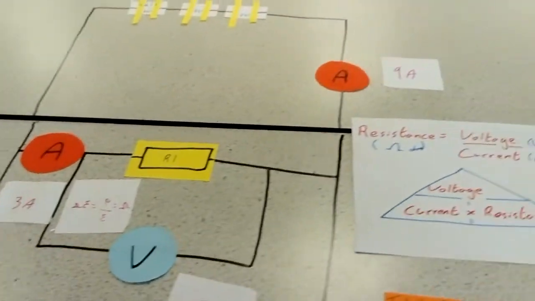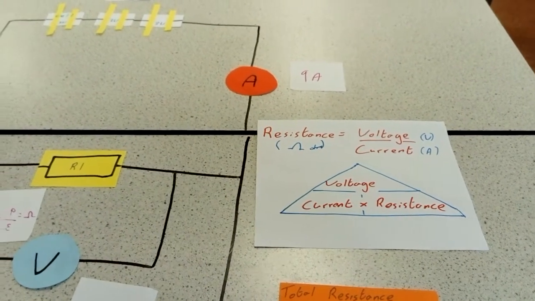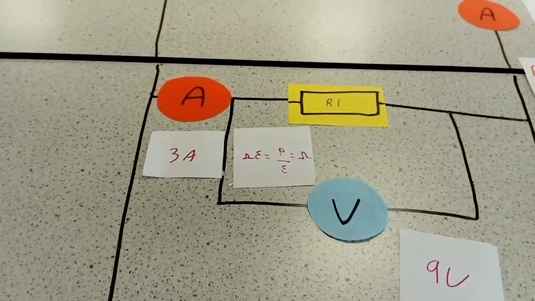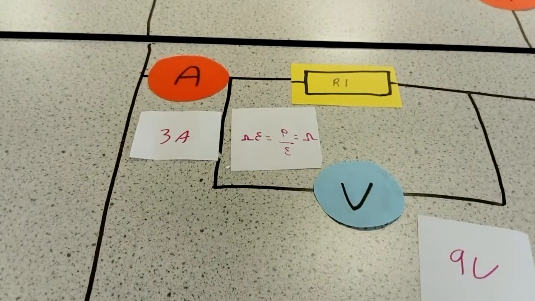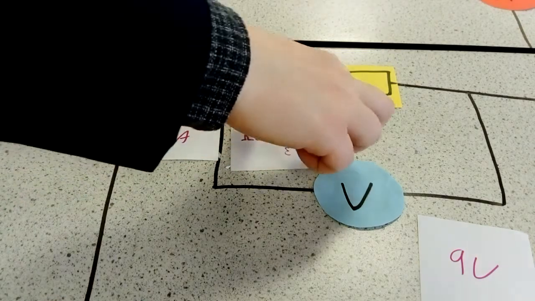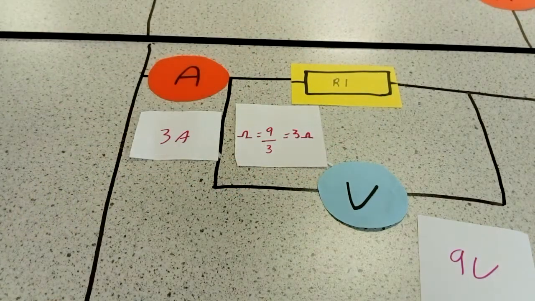So, if we remember, resistance is calculated by voltage divided by current. So, for resistor 1, we are going to have a voltage of 9 divided by a current of 3, which will give us a resistance of 3 ohms.